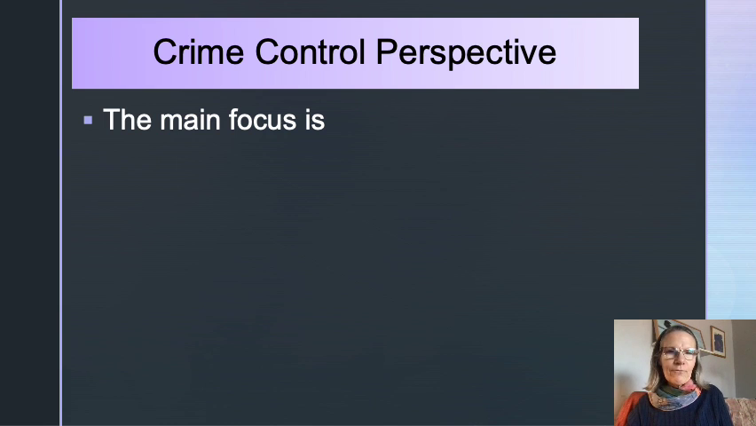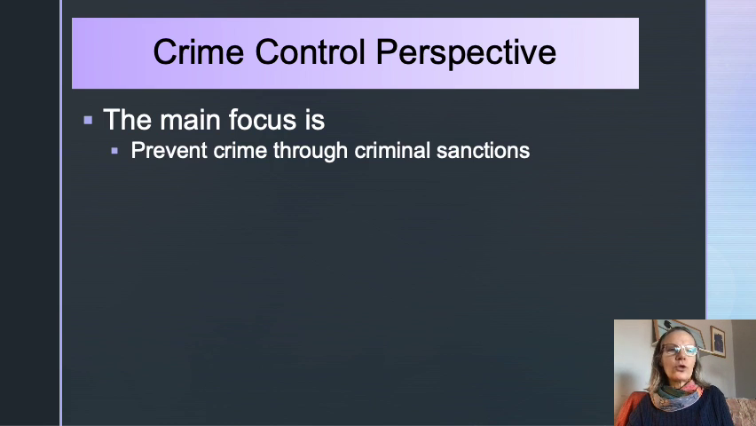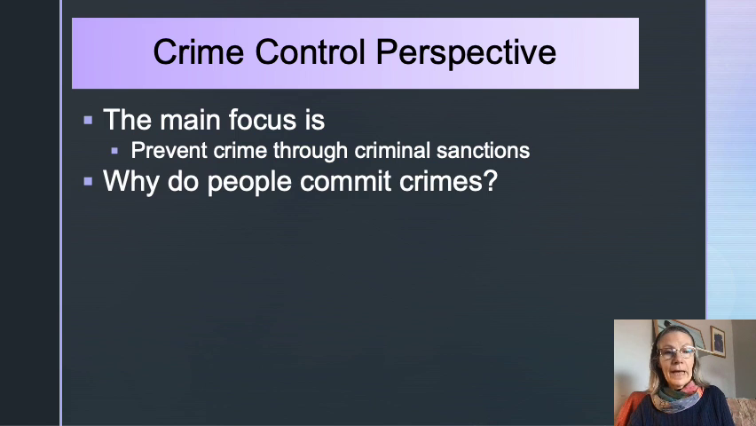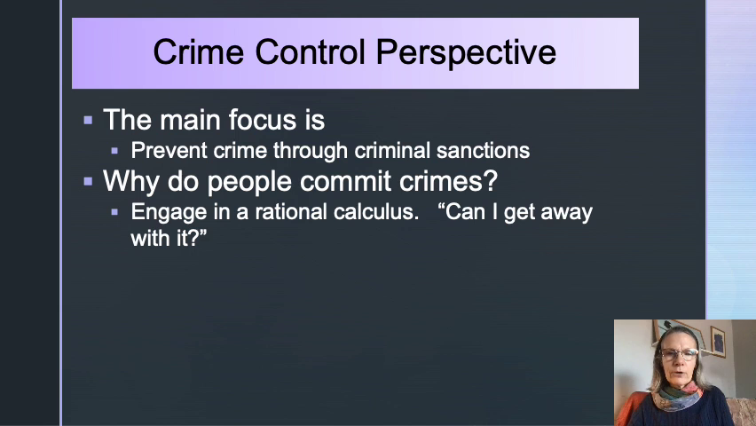And so the main focus of the crime control perspective is to prevent crime through criminal sanctions. In other words, the point of the criminal justice system is to prevent threatening behavior, to prevent crimes from taking place. And the best way that you do that is that there's a penalty for disobeying the law. You get in trouble for doing that. Why do people commit crimes from the crime control perspective? As that quote that we just looked at, people commit crimes because they engage in irrational calculus.